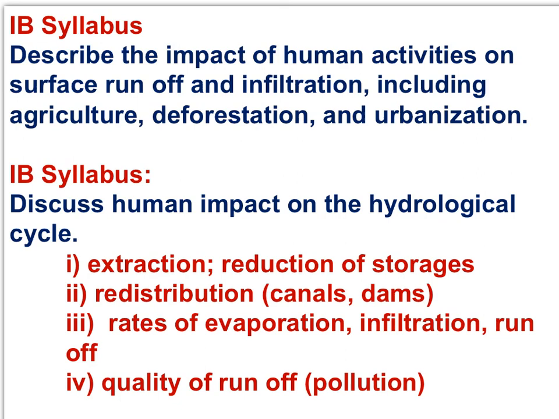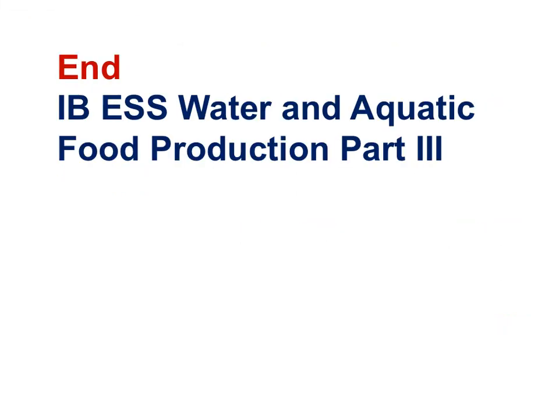Humans are changing the rates of evaporation, infiltration, and runoff through agricultural practices and deforestation and urbanization. And humans are changing the quality of runoff through pollution. Urbanization and increasing population numbers are putting pressure on water resources, making worse all of the ways in which people interact with water. And that brings us to the end of IB ESS, Water and Aquatic Food Production, Part 3.